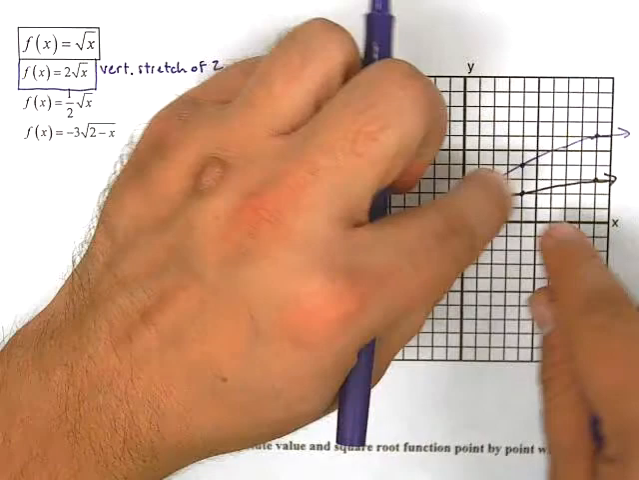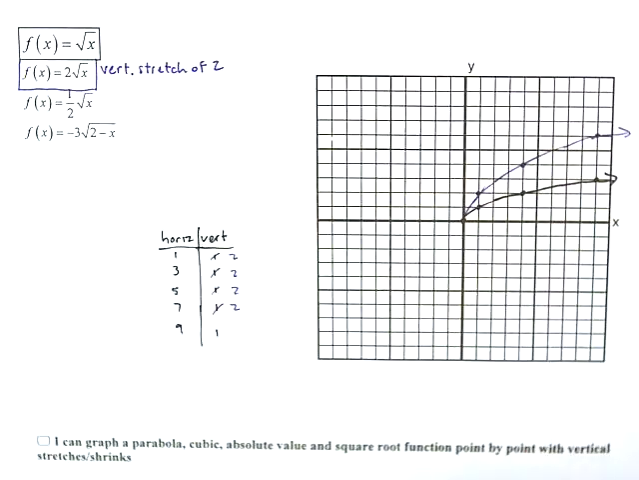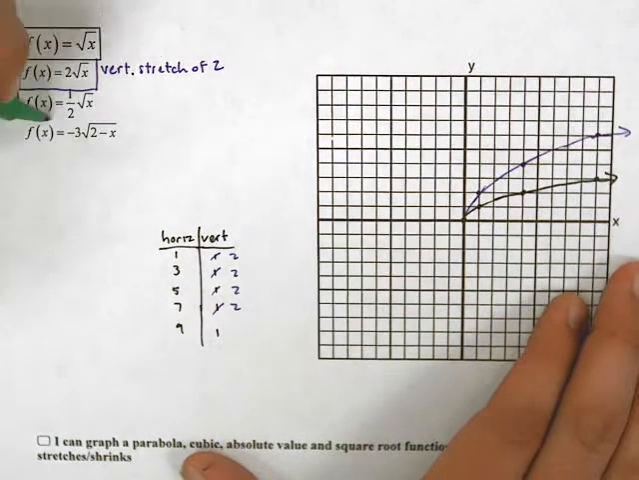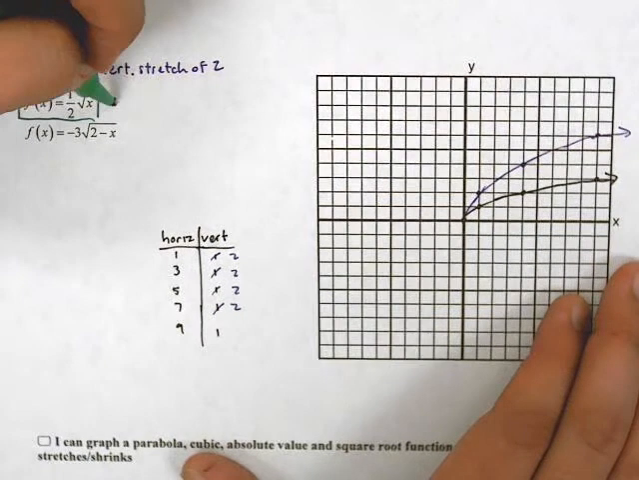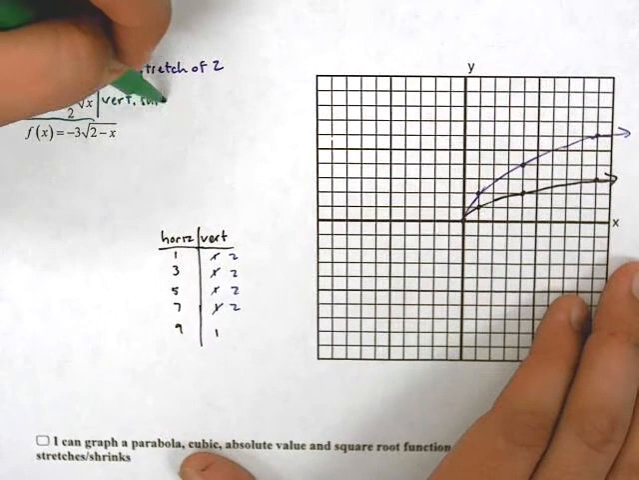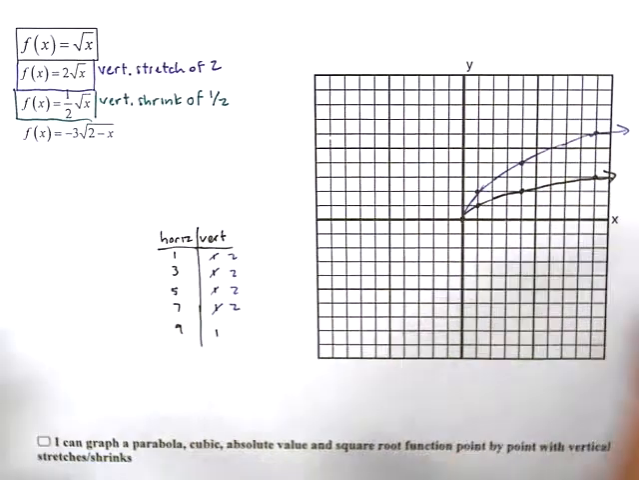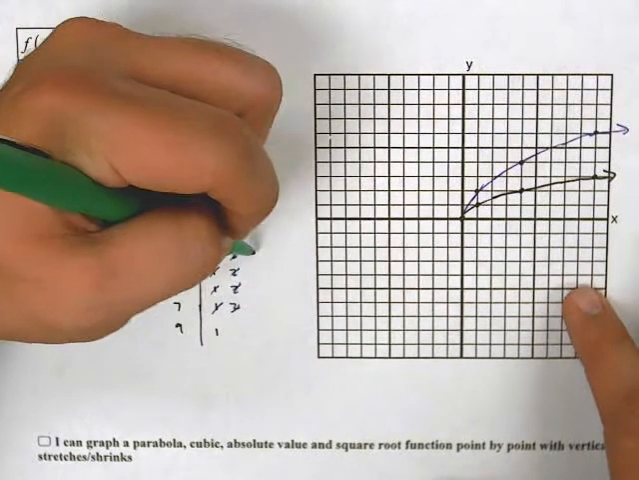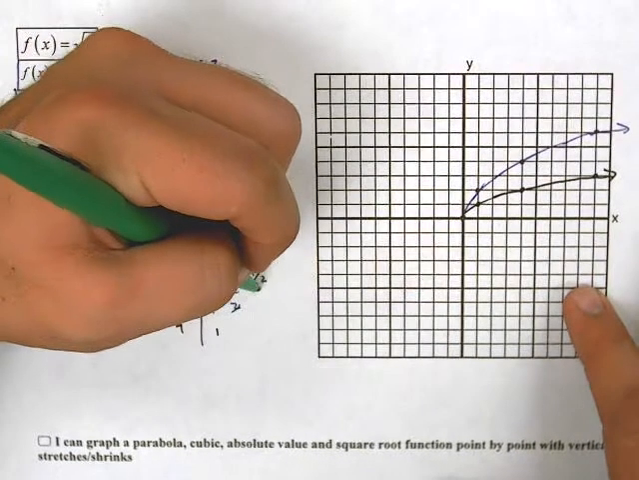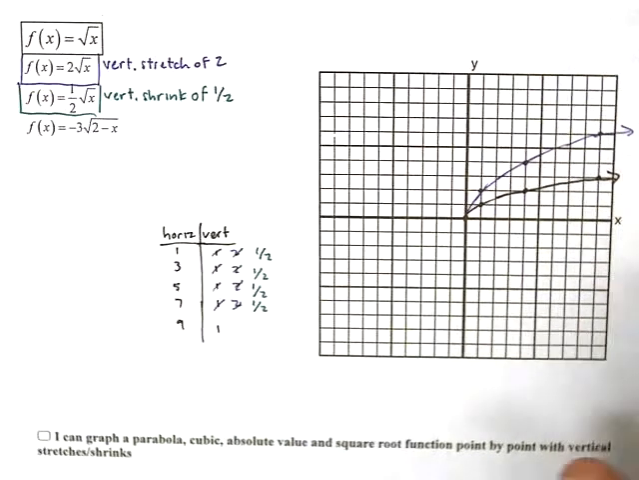What did it do? It stretched it vertically. Perfect. That's exactly what we thought would happen. All right. How about the next one? Ooh, we know this one. We've seen this already. This is a vertical shrink. And it's half, right? All right. So now instead of 2, 2, 2, 2, it's half, half, half, half, etc.